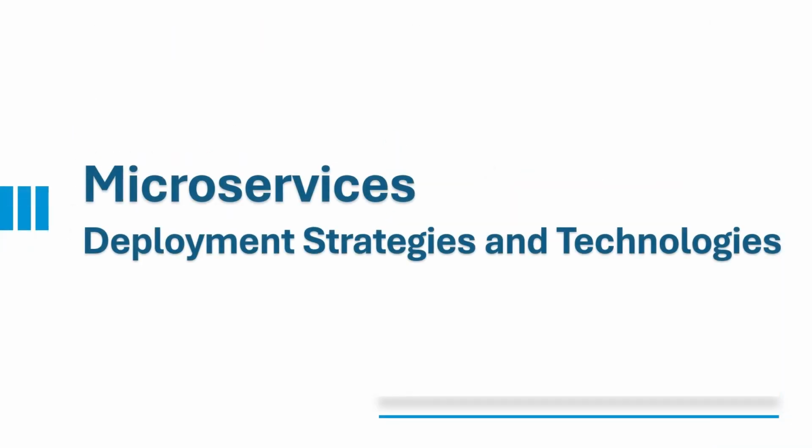To address the challenges inherent in microservices architecture, a range of deployment strategies and technologies can be employed. Successfully managing a microservices environment requires careful orchestration, robust tooling, and strategic planning to handle complexity and ensure reliability. In this section, we'll delve into the critical strategies and technologies that enable efficient deployment, seamless communication, and maintainable operations within a microservices landscape.